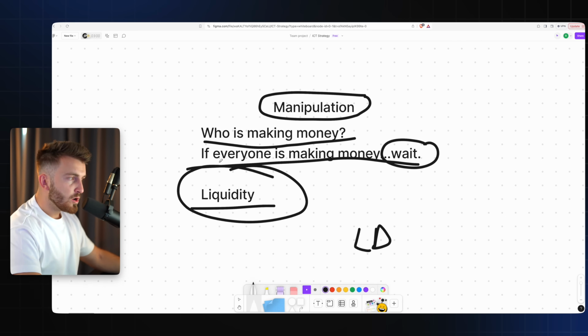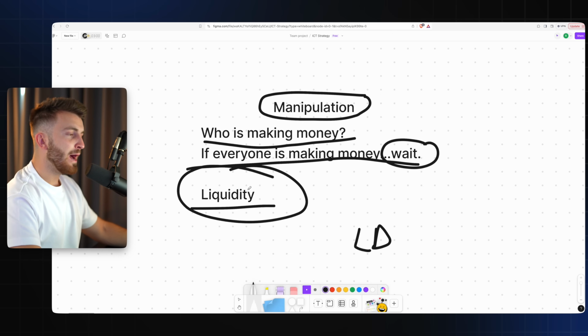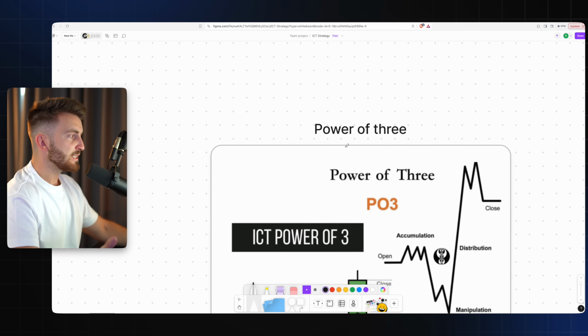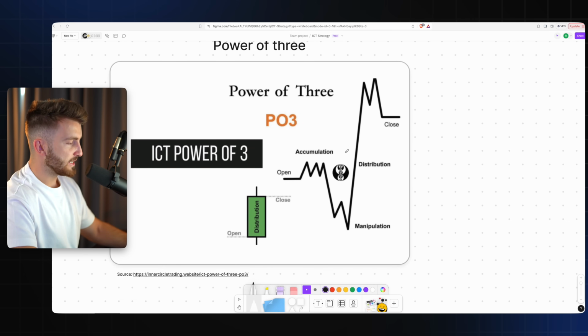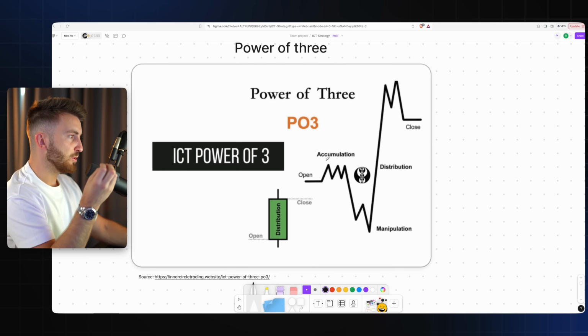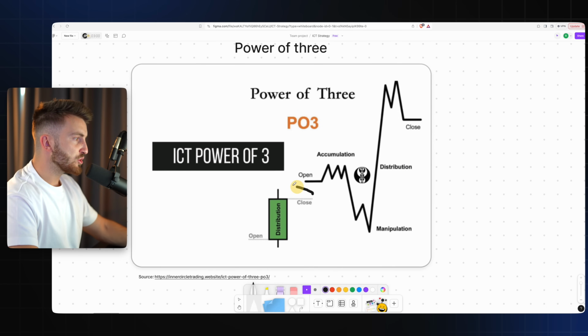But how do I know if everyone is making money? And how do I know about liquidity? And what do you mean, manipulation? Well, this is where we come to one of my favorite concepts of ICT, which is the power of 3. The power of 3 simply states that you have accumulation, manipulation, distribution, and then the close. Because this is what is going to allow a candle to look like this.